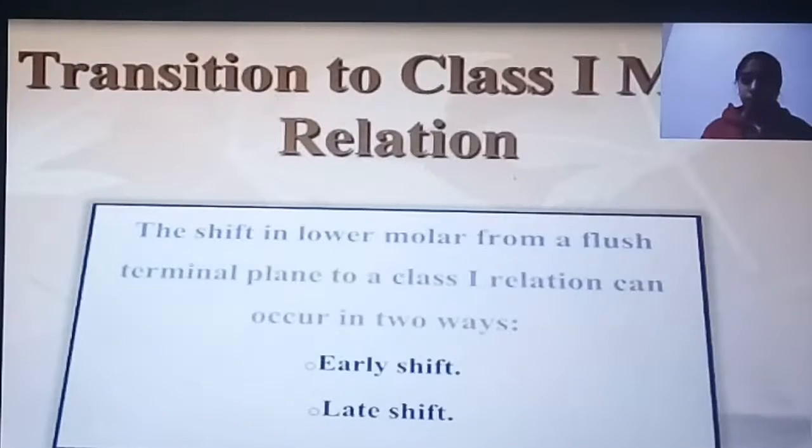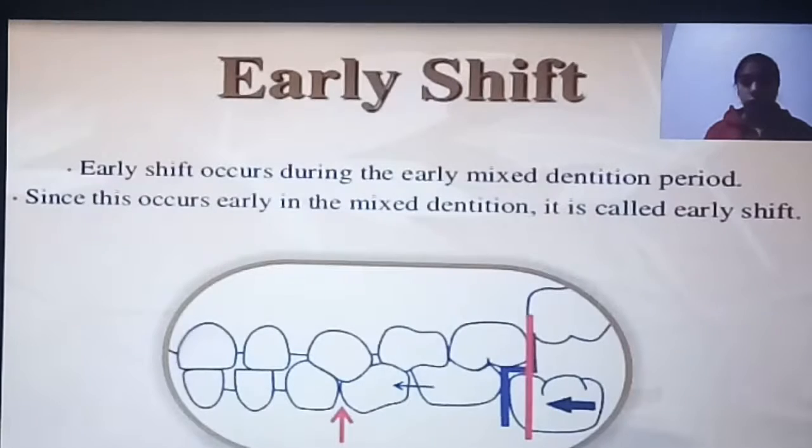Next. Now the transition to class 1 molar relation. We already discussed that the size of the permanent molar is larger as compared to the deciduous. So how does that transition take place? I have talked about the term early shift, and there is also late shift. Now let's take them one by one.